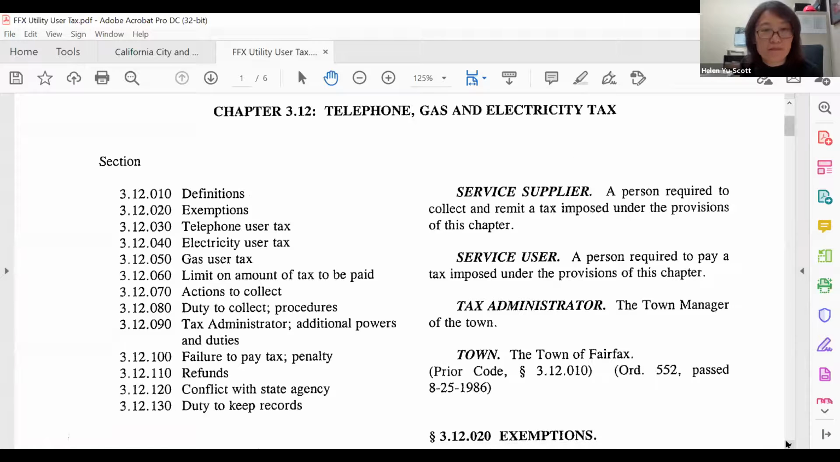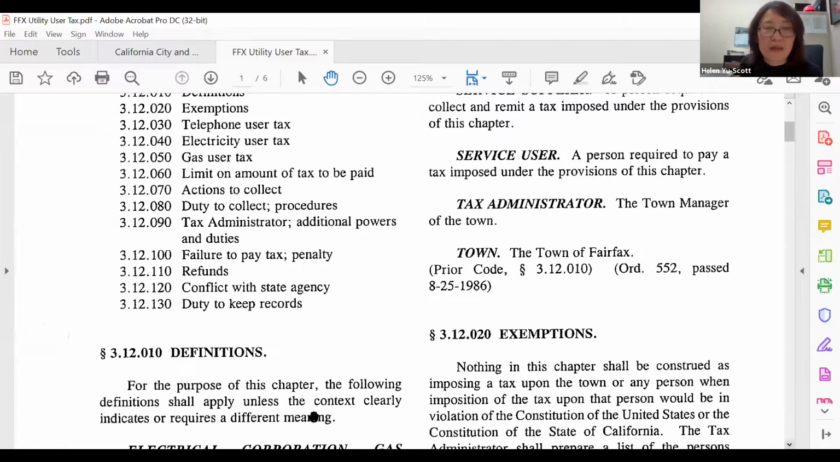Actually, looking again, they are collecting $350,000 annually. 350.